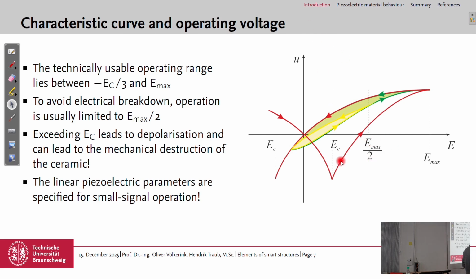This value here, you mean? It's just defined by the user, so to say, to have a safe distance from this Emax point, because if you go to Emax or above, you could break the piezoceramic, and to avoid any risk in operation, you want to stay away from Emax, and therefore you define this limit of Emax divided by 2.